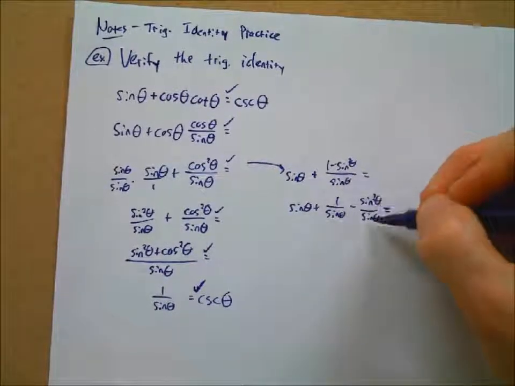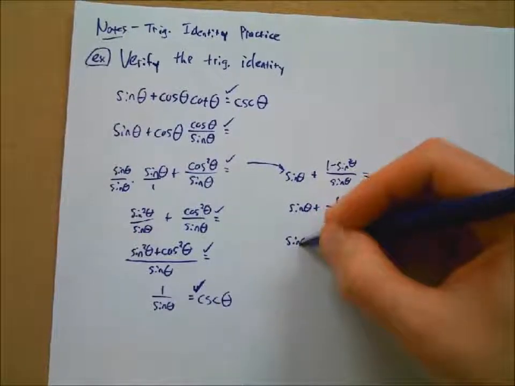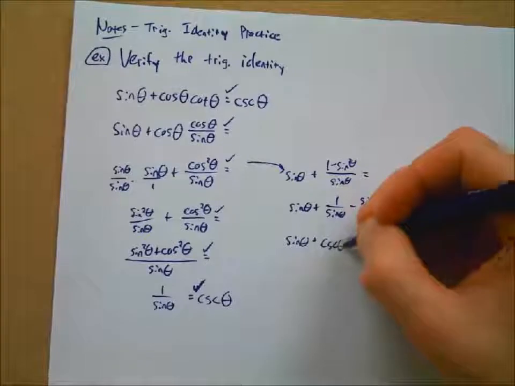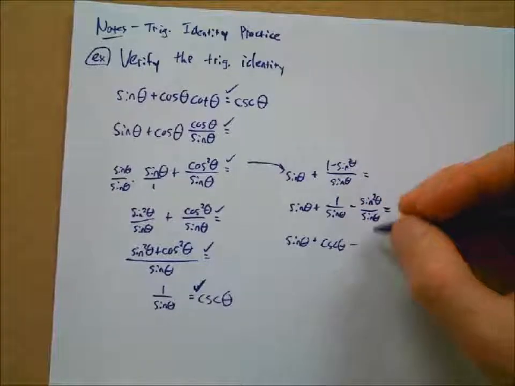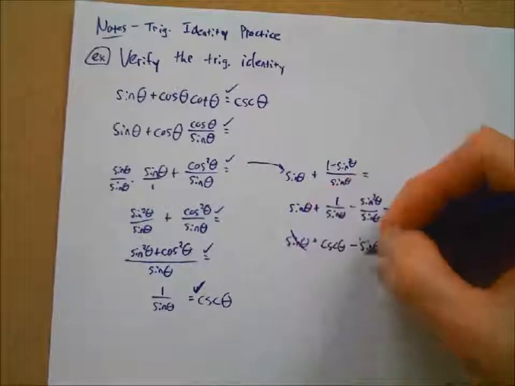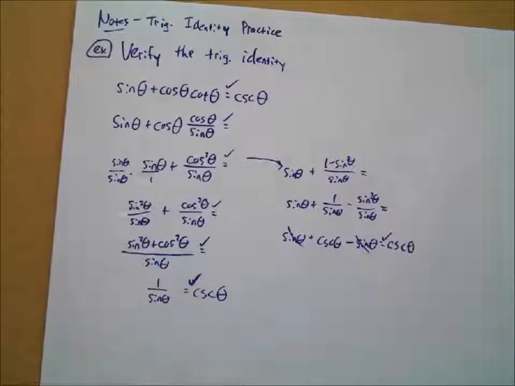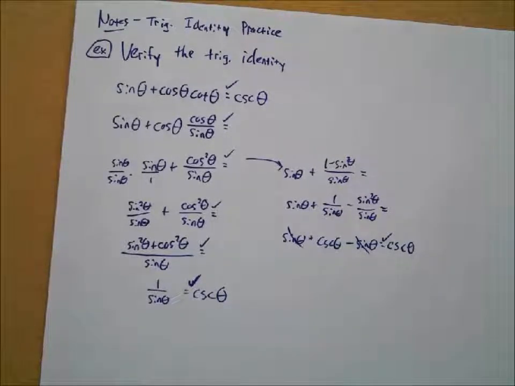What's 1 over sine of theta? Cosecant. What's sine squared divided by a sine? Just sine. Sine minus sine, those will cancel, and again, you're left with the cosecant of theta. So that's another way to do it there, too. So there's more than one way to get at your verification. You don't have to do it all in the same way. Questions on that one?